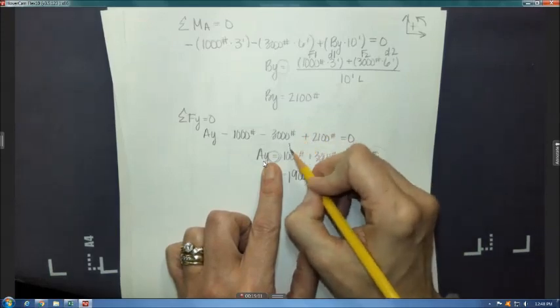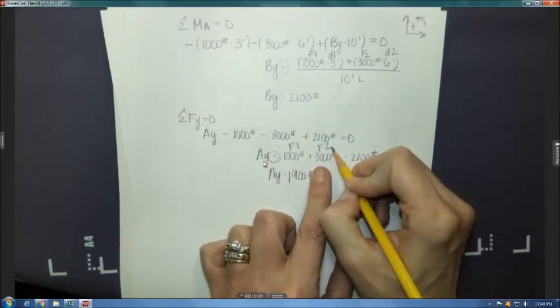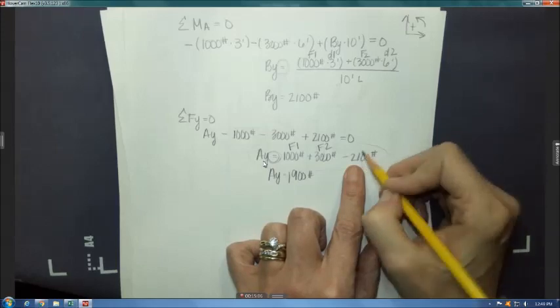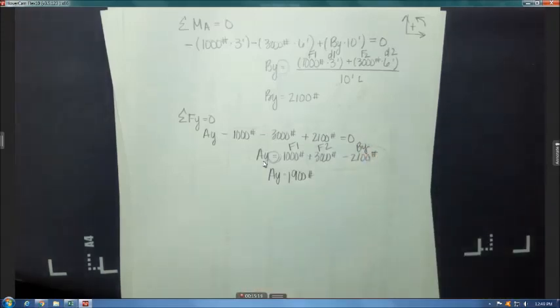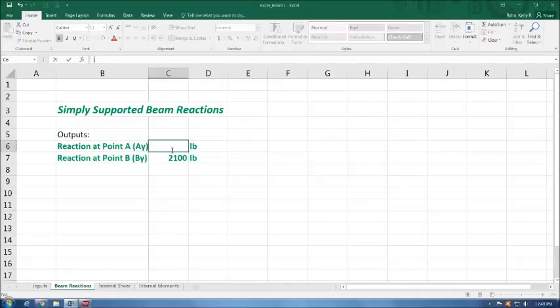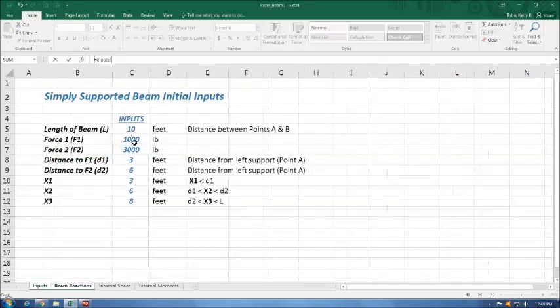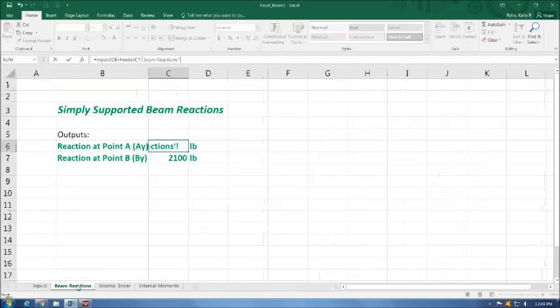So now my 1,000 was F1, my 3,000 was F2, and my 2,100 was the BY. Okay, so I'm going to go back here, and I'm going to do an equal sign, and I want to pull from the inputs up here where my F1 was. Then I'm going to do the plus sign, plus F2, and then minus, I'm going to go back to my beam reaction.